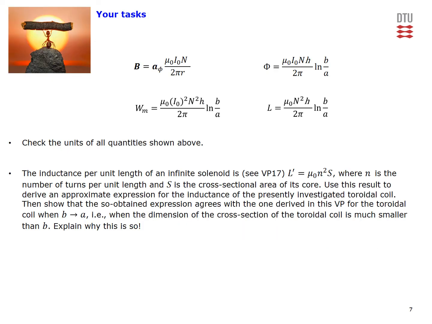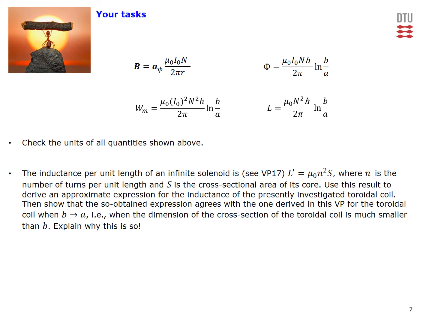So now we are essentially done with our tasks, and you can see the main results summarized on this slide. As usual, we have a few tasks for you. Please check the units of all quantities shown on this slide. Also, I would like to note that the inductance per unit length of an infinite solenoid is given by the expression here, where n is the number of turns per unit length and S is the cross-sectional area of its core. This is something that we have worked out in video problem 17.